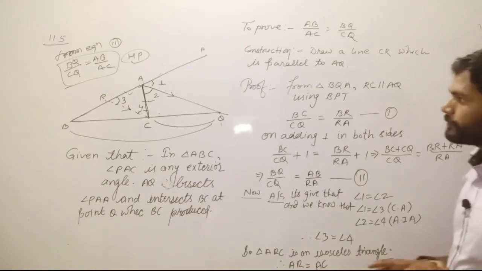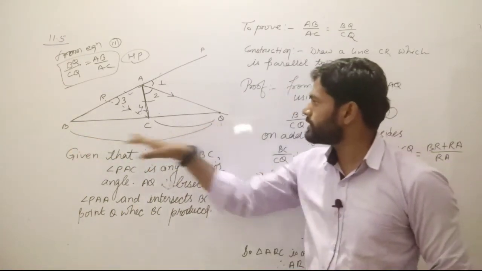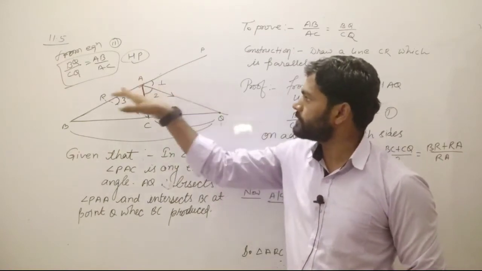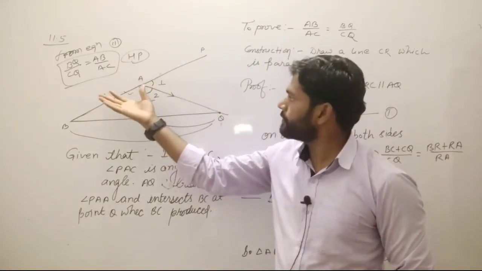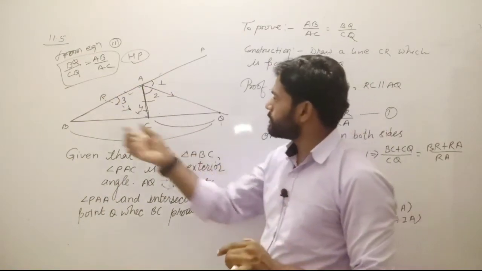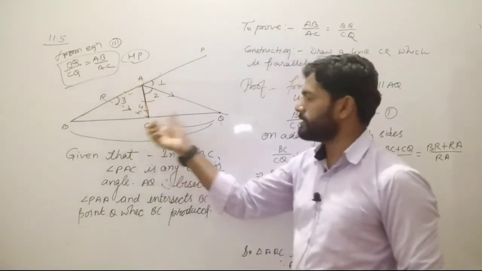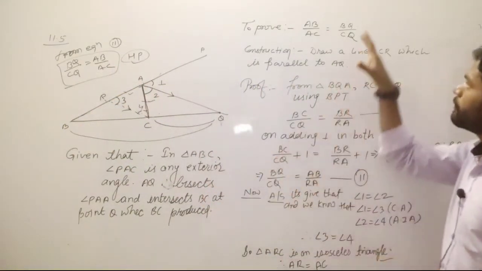After it what we have to prove? We have to prove that the ratio of externally of these two sides BC upon CQ is equals to the ratio of the remaining two sides which are containing the angle. So BQ upon CQ is equals to AB upon AC. क्लियर बात है? यहाँ तक ये हमें प्रूव करना था.